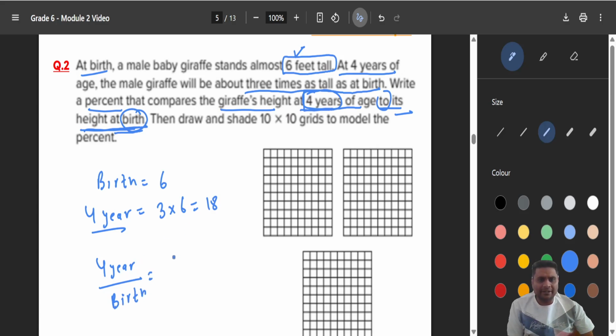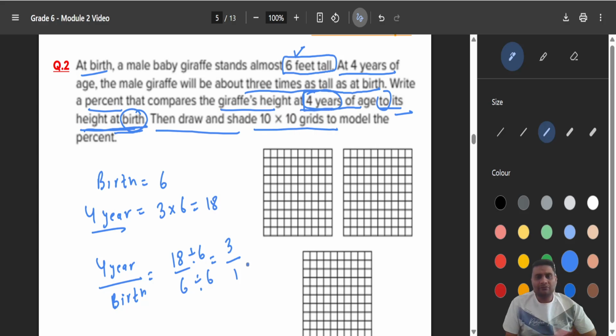At the 4-year age, his height was 18, and at the time of birth, his height was 6. Now think carefully. We have to simplify this. Simplify means, do you know any table in which both 6 and 18 are there? Yes, the answer is in the table of 6. So if I divide both numbers by 6, I will get 18 divided by 6 is 3, and 6 divided by 6 is 1. Correct? That is 3 times. Correct or no? Now, he said represent it, draw this in the 10 by 10 grids shown here.